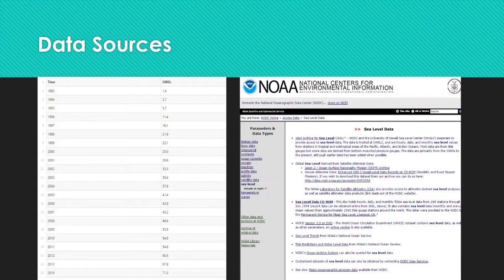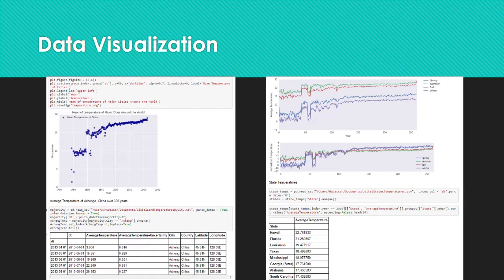We got basic temperature from state level to major cities in the world. We got country data. We also used CO2 levels going back to the 1970s. We then extracted all this data and we made a data visualization.